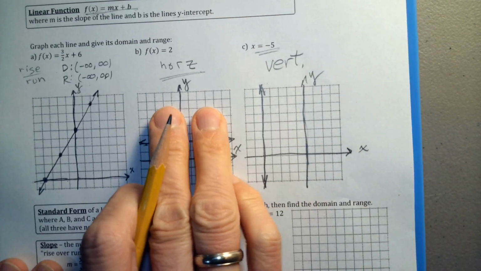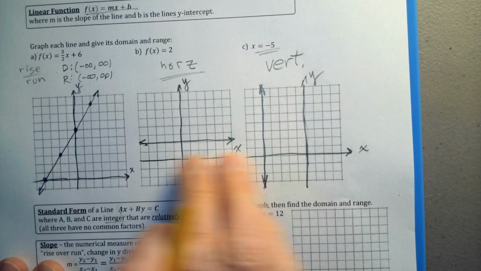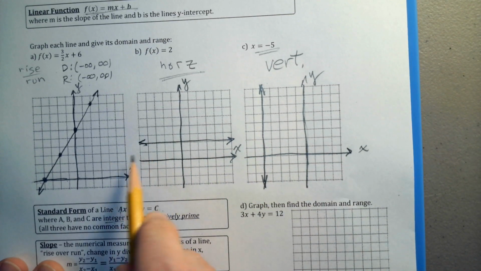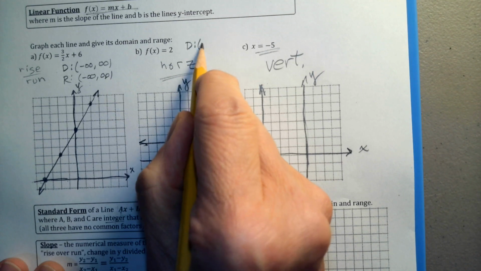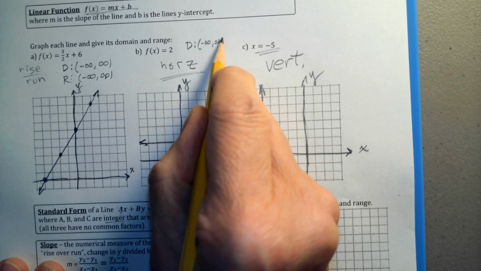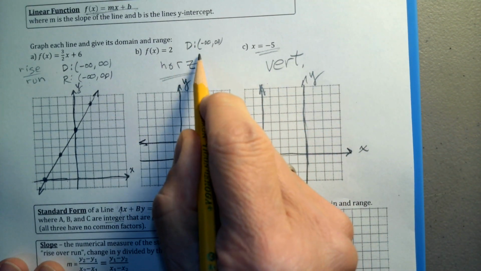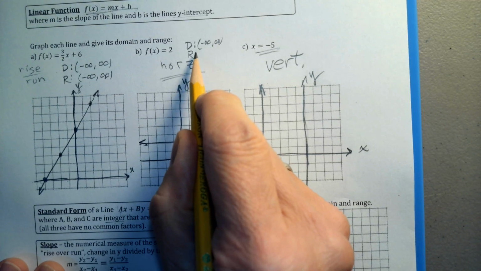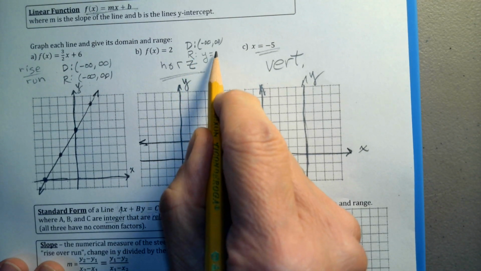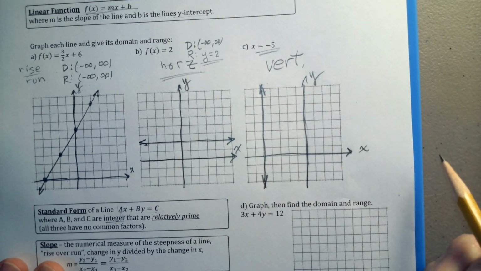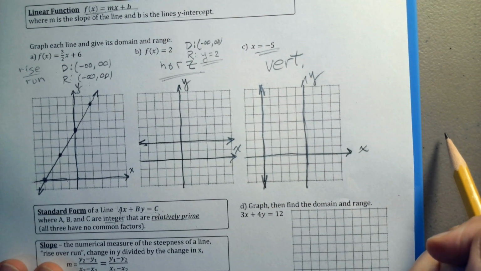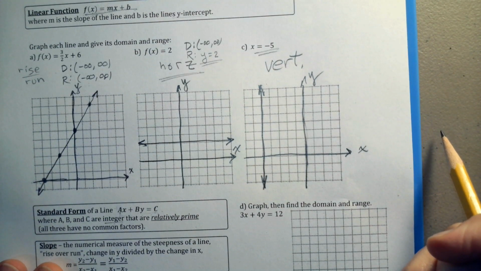All right, horizontal now. What's the domain? Well, the domain can be anything. I can put in any x value. These arrows go on forever. So the domain here is -infinity to infinity, but the range is just y equals 2. That's not really possible to write in interval notation, so we write that just as y equals 2.